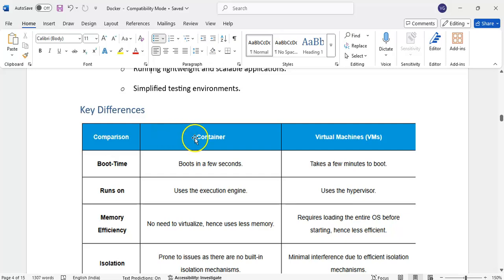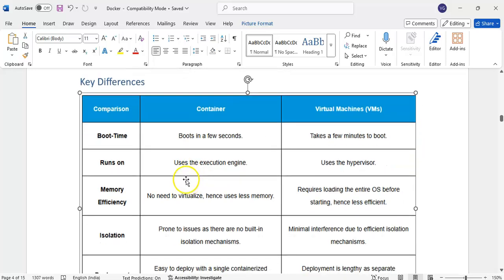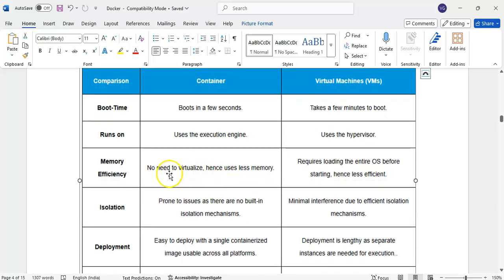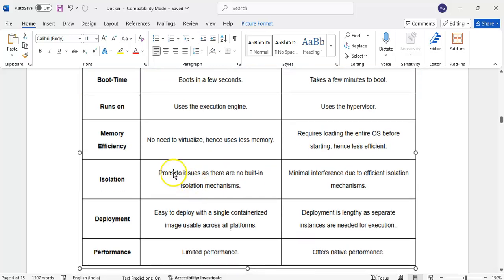If we take the differences between Docker and virtual machine, Docker boots very fast, within a few seconds, but a virtual machine takes a few minutes to boot. A virtual machine runs on a hypervisor. Memory efficiency: there is no need to virtualize, so a container will use less memory. A virtual machine requires loading an entire OS before starting, hence it is less efficient.